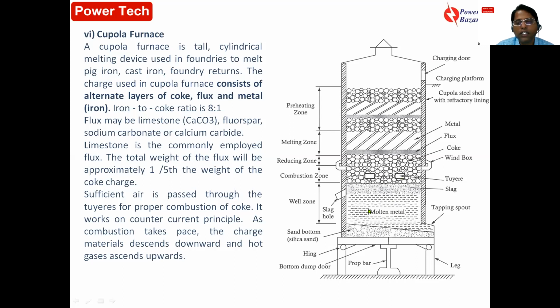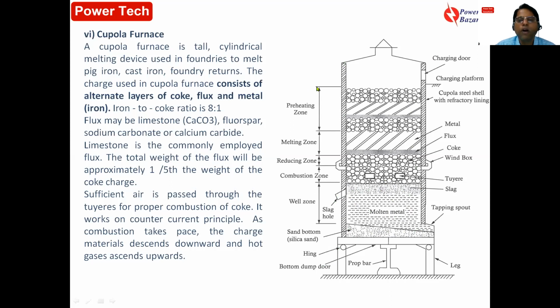The molten material collects here, and there is a slag. This is the slag, which is taken out. Normally, slag is lighter than the molten metal. Metal is heavier, and from the tapping, you get the molten metal. These are the prop bar, and this is the sand bottom or silica sand. These are the hinges for moving the tapping, and there is a leg also. So this is an example, a picture of the cupola furnace.